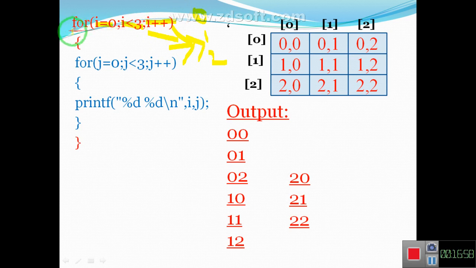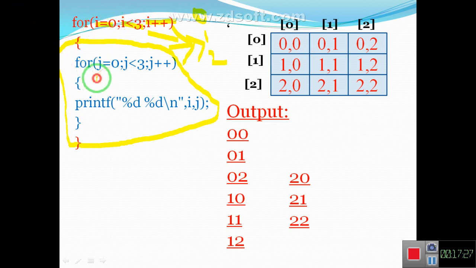Okay, so initially the main for loop i is 0. Then it executes the entire body from here to here. The entire body of the first for loop is this one. If i equal to 0, inside the body j equal to 0, j less than 3, j plus plus. So initially j equal to 0, the body will execute. The inner for loop body is this one.